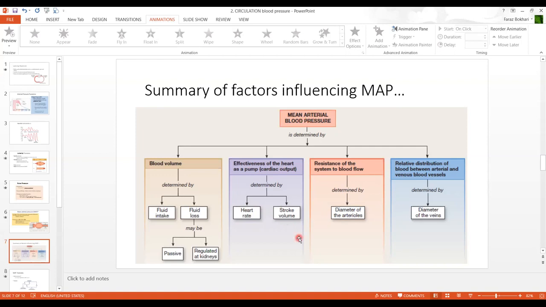So study this properly. Pause the video. Go through it. Try to understand what's going on, and make your concept, please. Don't rote memorize these things. Okay.